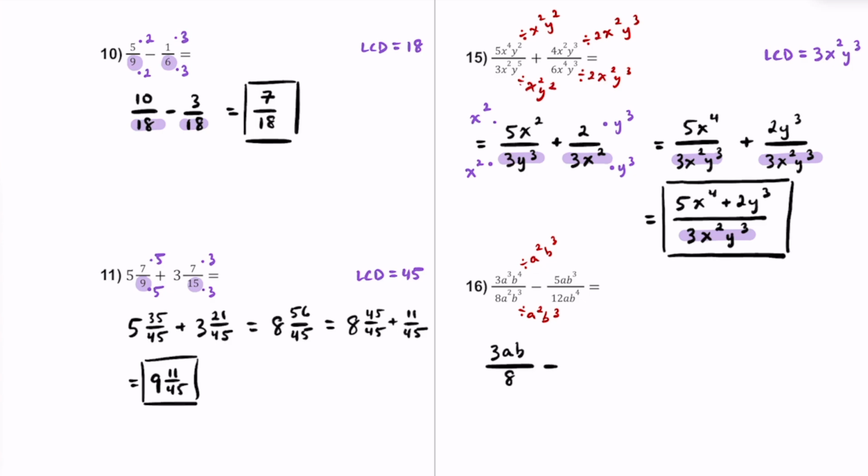Okay. Now, what about that second expression? The 5 and 12 have nothing in common. The top and bottom both have an a, so we can divide both by a. And I think they both have 3 b's multiplied together. So we're going to divide both top and bottom by ab to the third power.